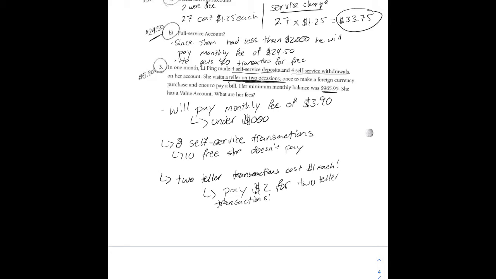Okay. And now from here, what are her fees? Well, that's all she's going to end up paying. She's going to pay the $3.90 because she was under $1,000. She's also going to pay $2 for the 2 teller transactions. So total will be $3.90 plus $2, which gives us $5.90. And that's where we get that number from.